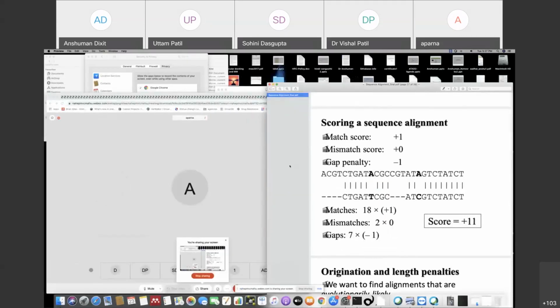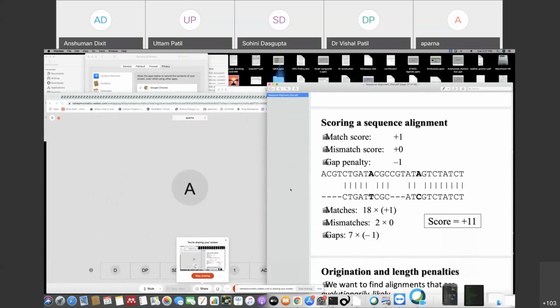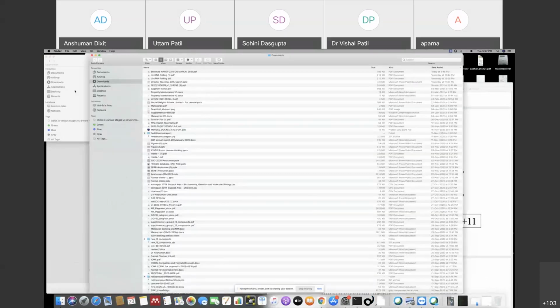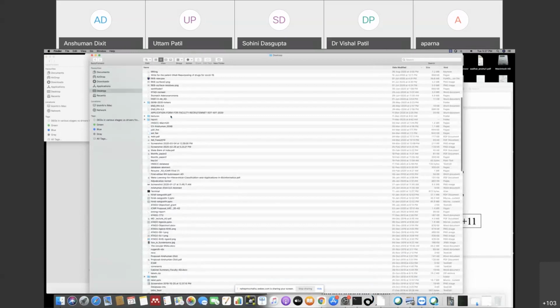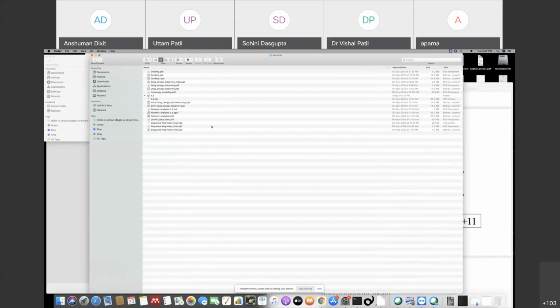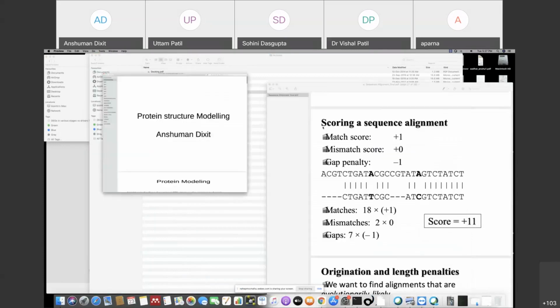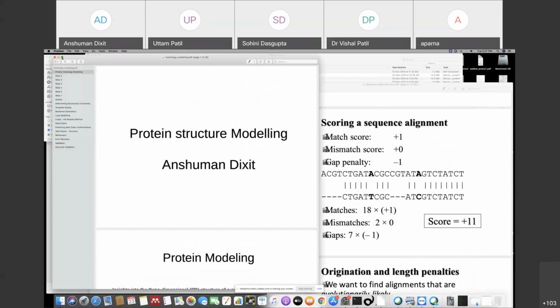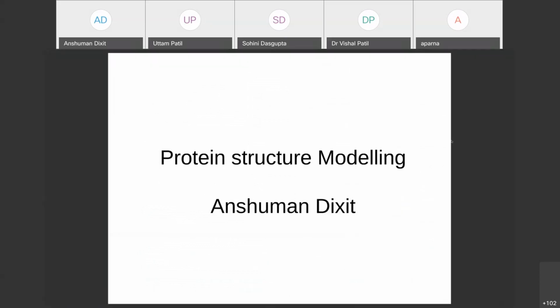So this is part 1 of this talk. If you have any questions, you can tell me whatever you would like to ask me. Now, once we have covered this sequence alignment, I would go on to the protein structure modeling.